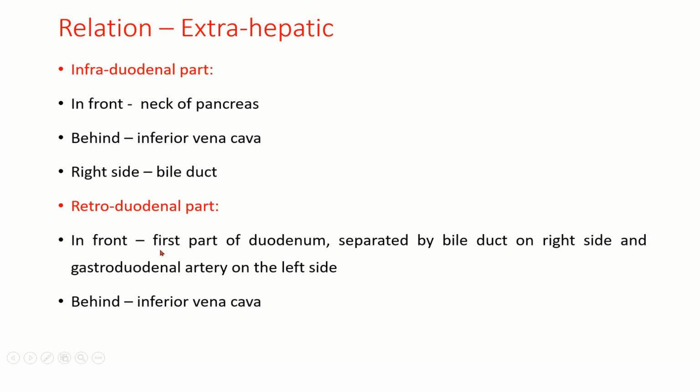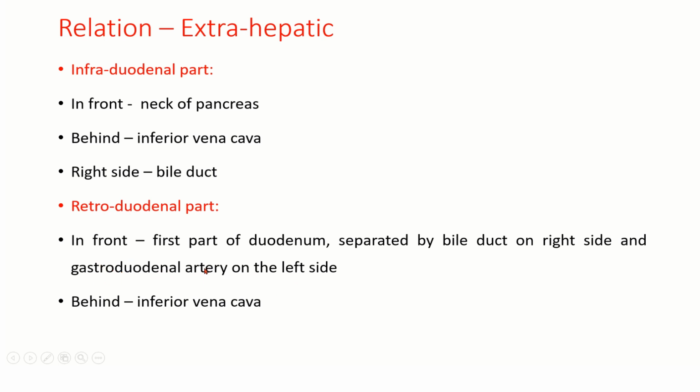So the retroduodenal part, as the name itself speaks, retroduodenal, that is behind the duodenum. So in front the relation will be the duodenum, the first part of duodenum. So between the portal vein and duodenum, there is the bile duct on the right side and the gastroduodenal artery on the left side. And this also you should remember, this is one specialty.